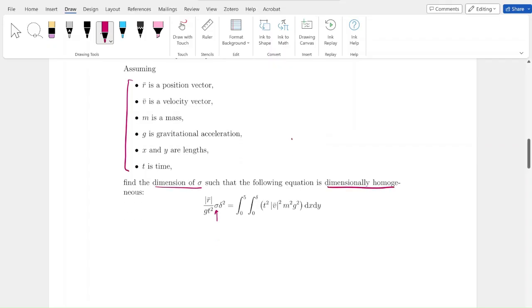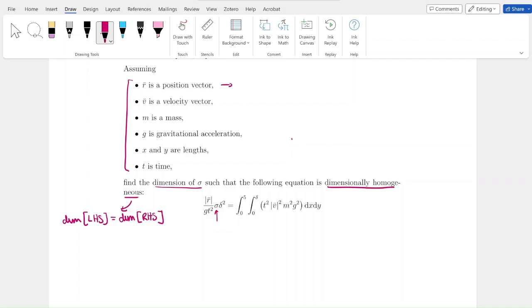what does it mean to be dimensionally homogeneous? So this means that the dimension of the left-hand side of the equation equals the dimension of the right-hand side of the equation. Okay, so looking at this, we're given information about these variables.